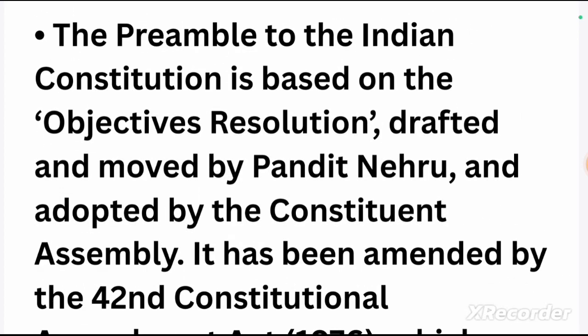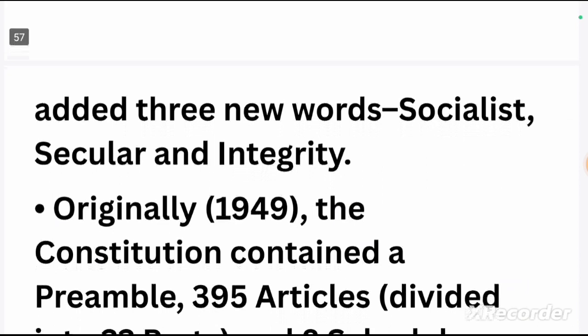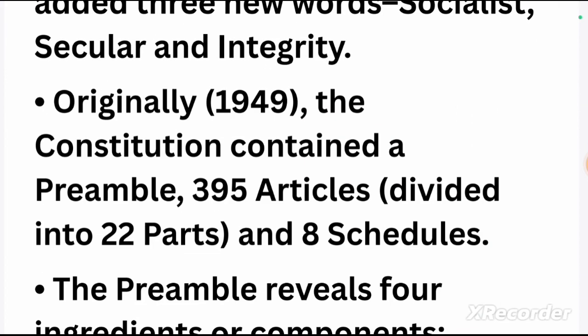The Preamble to the Indian Constitution is based on the objective resolution drafted and moved by Pandit Nehru and adopted by the Constituent Assembly. It has been amended by the 42nd Constitutional Amendment Act of 1976, which added three new words: socialist, secular, and integrity. Originally, in 1949, the Constitution contained a preamble, 395 articles divided into 22 parts, and 8 schedules.